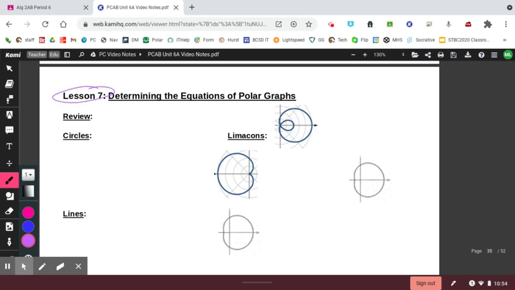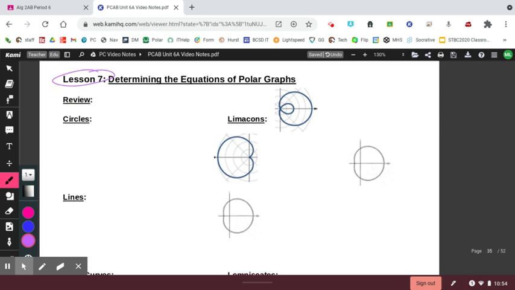All right, so we're looking at lesson 7 here. We're going to be able to determine the equations of our polar graphs. We've been working the other direction. If I give you an equation, can you graph it? Now it's going to be looking at a graph and coming up with the equation for your polar curve. All right, so just a little review of all the different curves that we've seen.